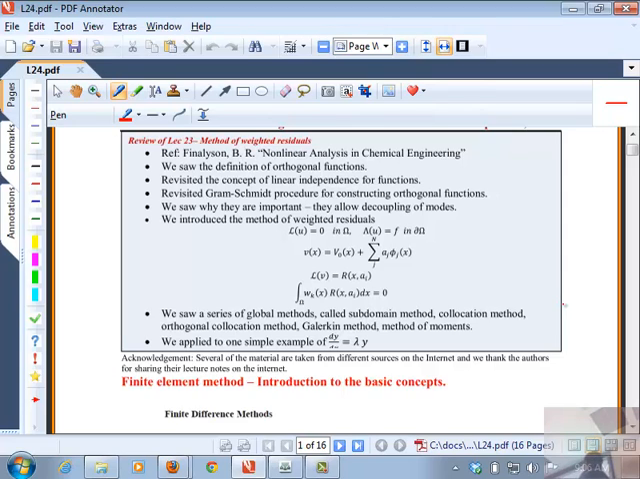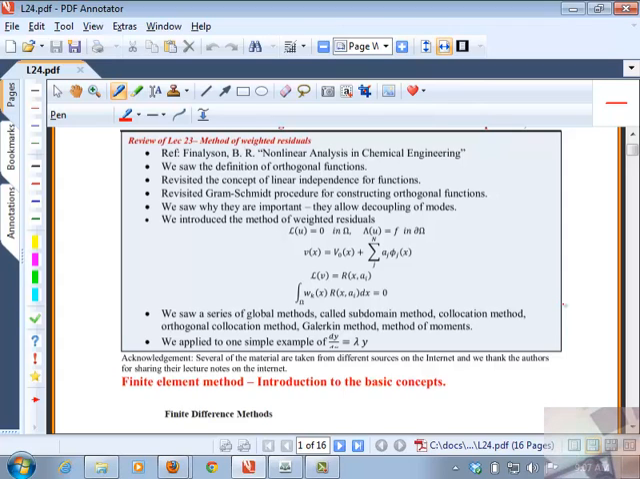And we revisited the Gram-Schmidt procedure. That addressed the question, after seeing what is an orthogonal function and how do we test for linear independence: if you give me a linearly independent set of functions that are not orthogonal, how do I orthogonalize them? And that's the Gram-Schmidt procedure. And we saw why it is important to have an orthogonal set of functions.